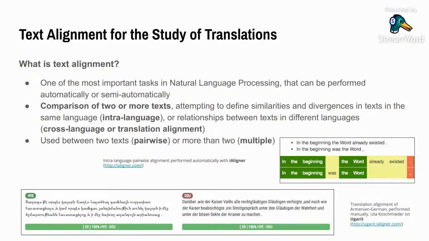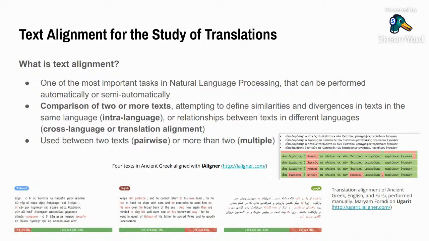The alignment can be done between two texts, and then we call it pairwise alignment, or between multiple texts, so we call it multiple alignment. Also, text alignment has different levels. It can be at paragraph level, at sentence level, or at word and phrase level. So as you can see here in the pictures, it is pairwise intra-language alignment, and here we have pairwise translation alignment, and here three languages alignment.